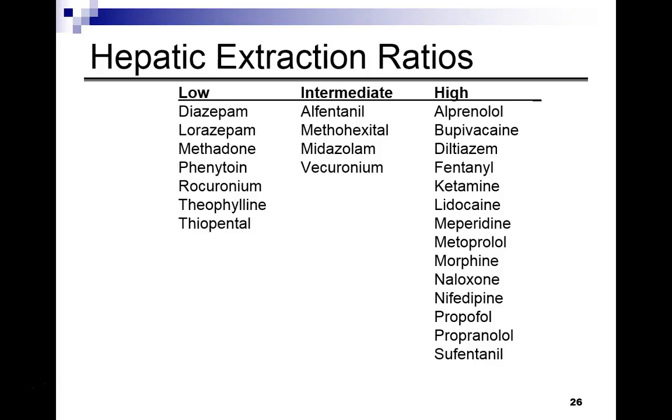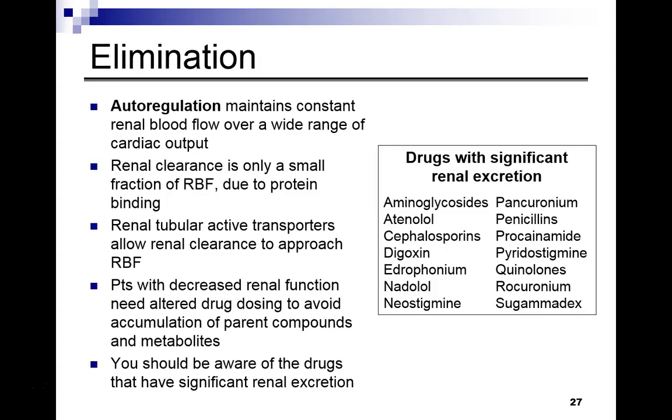Now, all of this hepatic information stands in contrast to elimination, which, as we know, usually happens in the kidneys. Now, in the kidneys, we know that there's autoregulation, which maintains a constant renal blood flow over a wide range of cardiac output, and that's different than the liver. The liver's hepatic blood flow is directly proportional to cardiac output, but that's not the case in the kidneys.